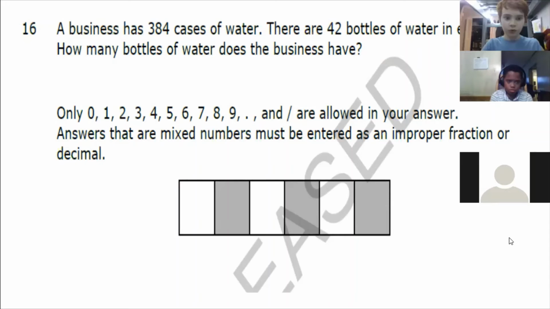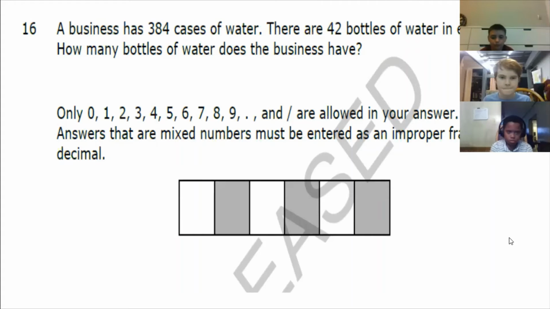The question was, what in the problem is a clue for this operation? When it says there are 42 bottles of water in each case. You would... Okay, so it says there are 42 bottles in each case. Okay, good.